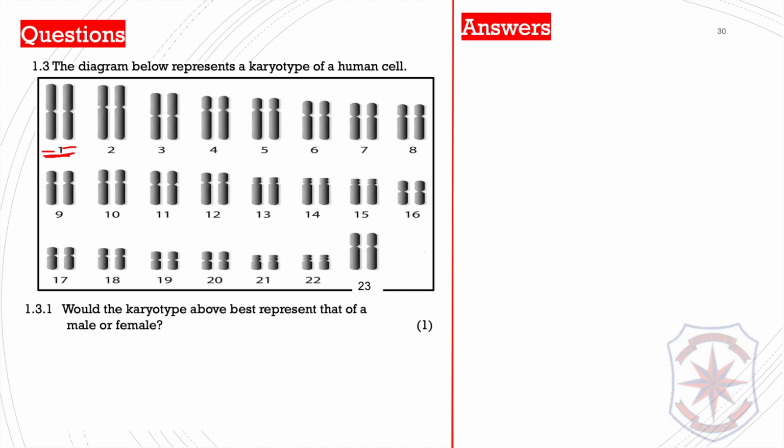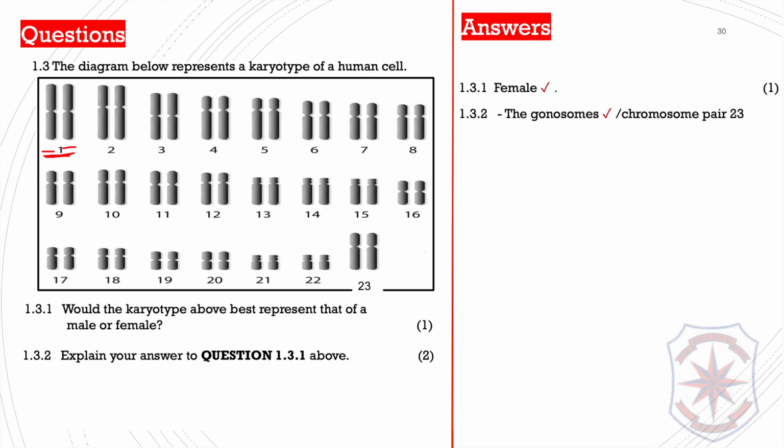Would the karyotype above best represent that of a male or female? The answer is female. Question 1.2.3, explain your answer to question 1.3.1. Like we said, the gonosomes, before I go there, the instruction says explain. So the instruction verb says explain.